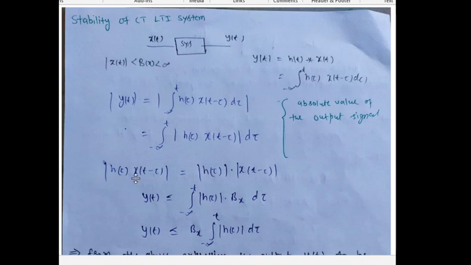For this equation, the mod of h(tau) x(t minus tau) can be written as mod h(tau) times mod x(t minus tau). For this one we already have the bound because this is a bounded input. So for bounded output, this integration should be absolutely integrable.